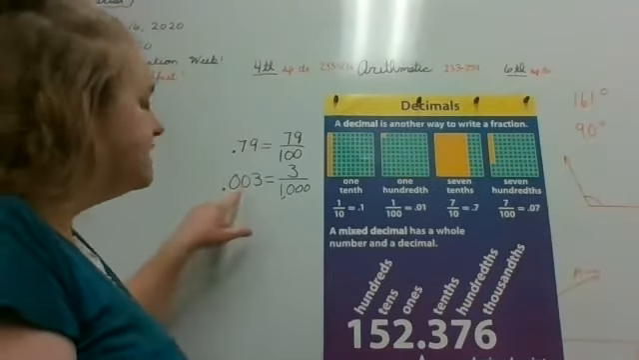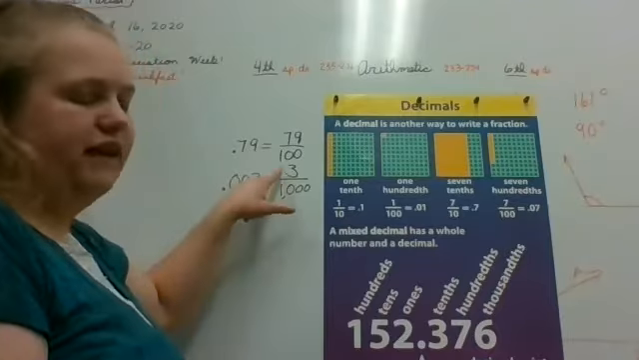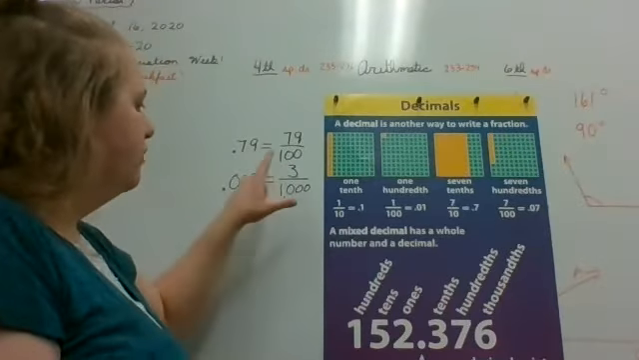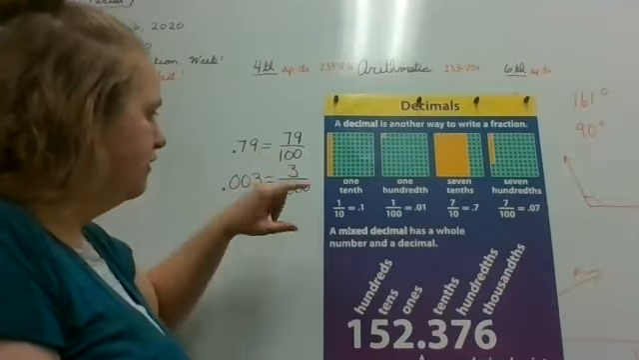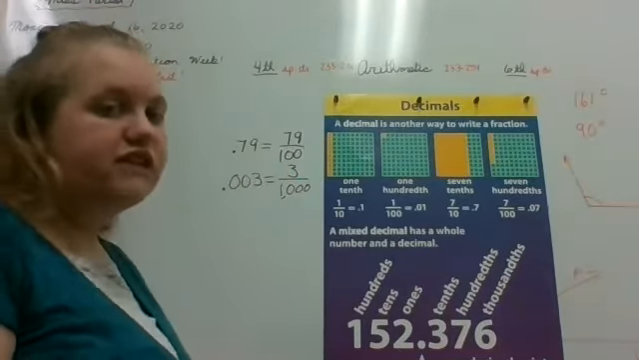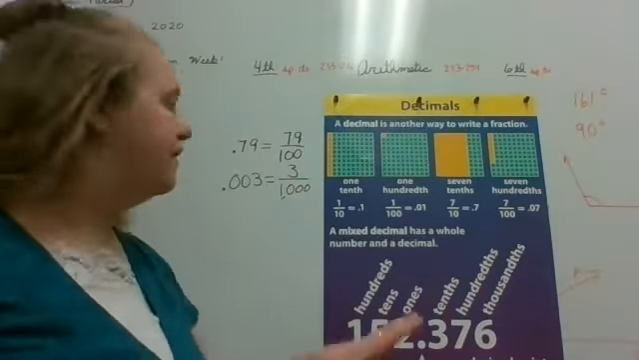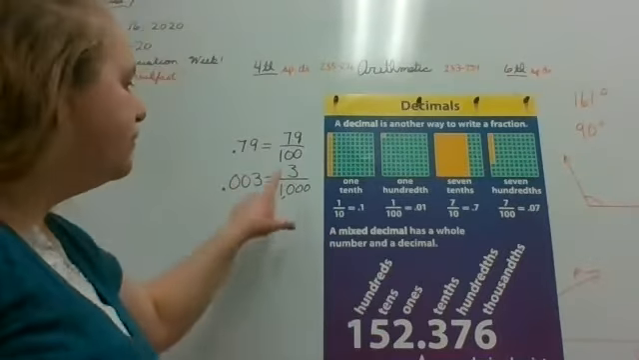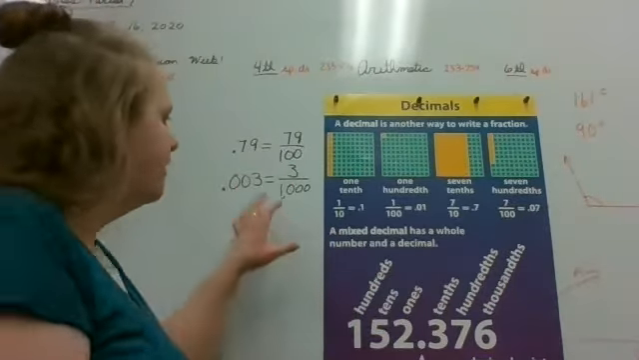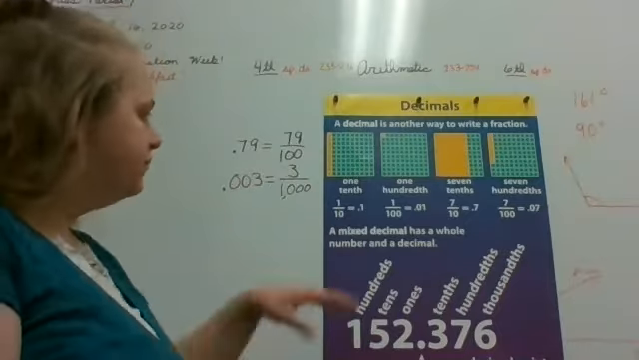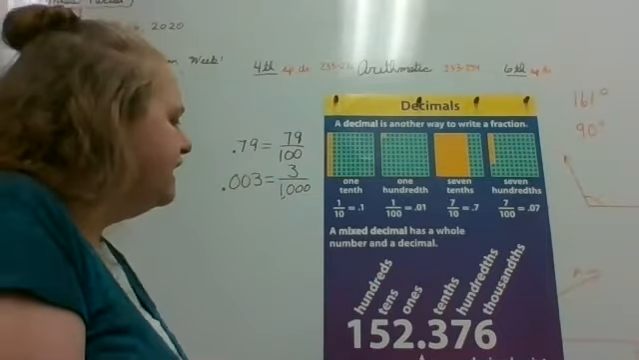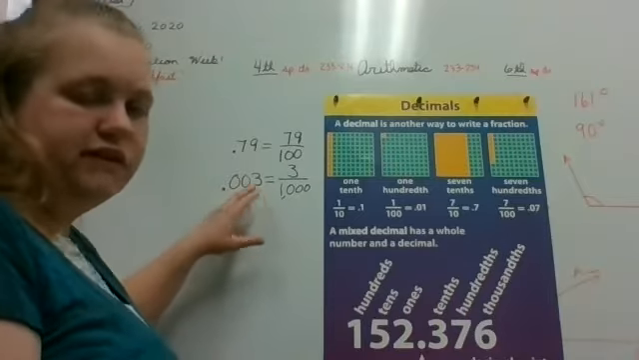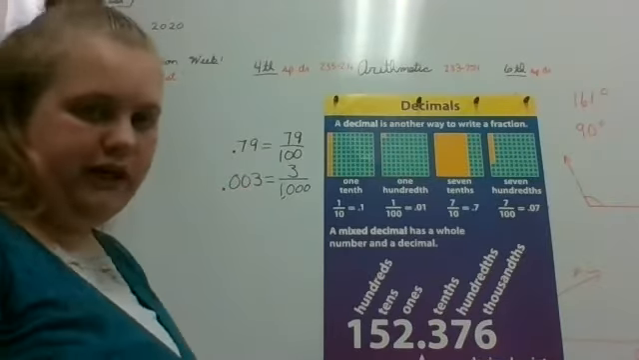These zeros need to be there with the decimal, but they don't need to be in the fraction because they're just placeholders, so they don't actually need to be there in the fraction. But don't forget to put them in your decimal, okay? If you put the zeros there, it's not going to be counted wrong, but they're not necessary, okay? So 3 over 1,000 is the fraction for 3/1000ths or 0.003.